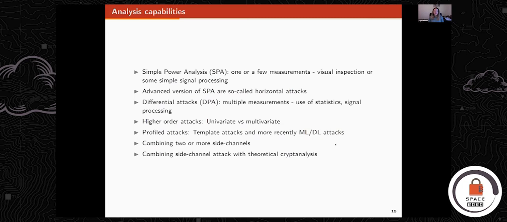They use statistics and signal processing, and typically require many, many measurements, especially nowadays with state-of-the-art countermeasures. People will go up to millions of measurements and then maybe be able to perform a successful DPA. Then, of course, taking countermeasures into account, there are higher order attacks, where we distinguish also between univariate and multivariate, depending on how many time points you take into account. Those would all be mainly unprofiled, but we want to focus today on profiled attacks, which are template attacks, and more recently all kinds of machine learning and deep learning attacks. And then there are all kinds of ideas to combine different side channels, to combine side channel attacks with theoretical cryptanalysis, and so on. Okay.